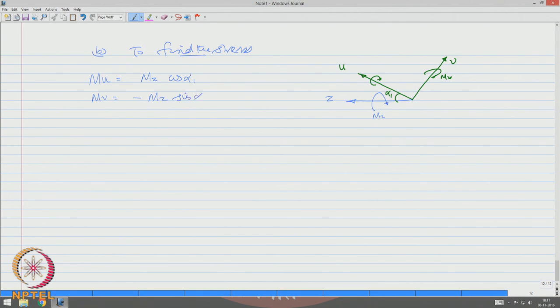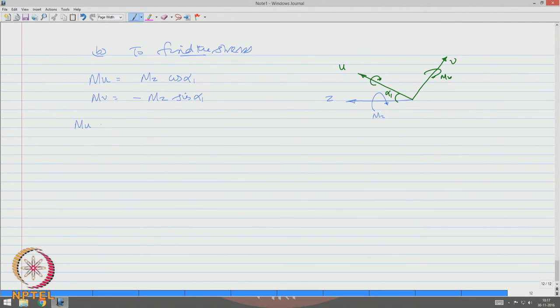So, now I want to find the stresses. So, we have M z, which is creating moment. We have u and v axis, which is alpha 1. So, which will have M u and M v. So, now I can write M u will be M z cos alpha 1 and M v will be minus M z sin alpha 1.